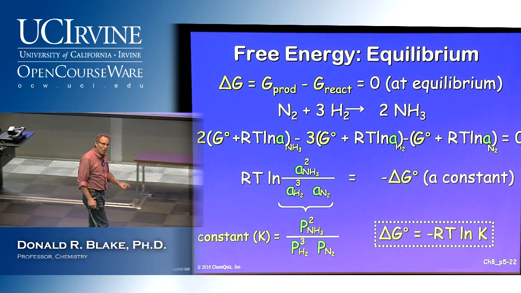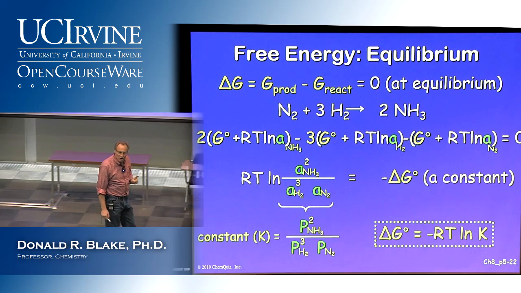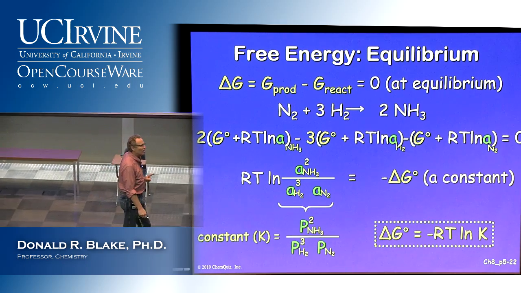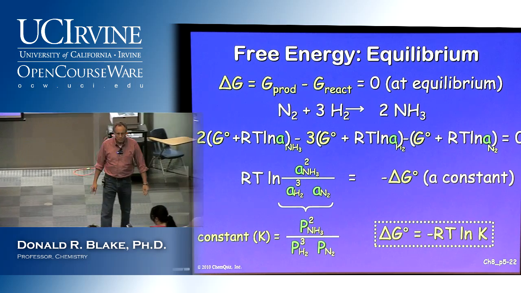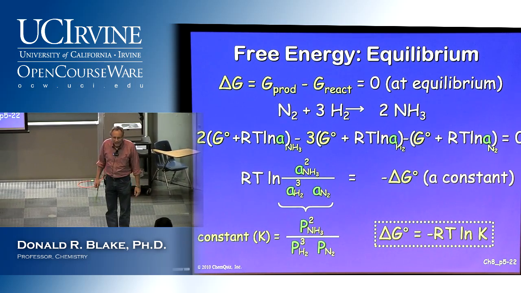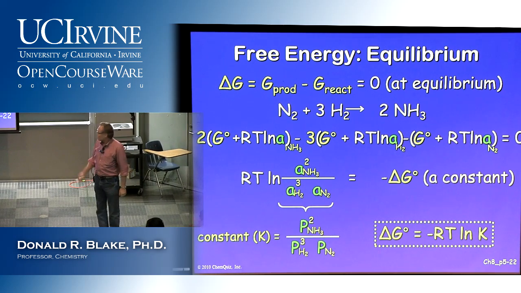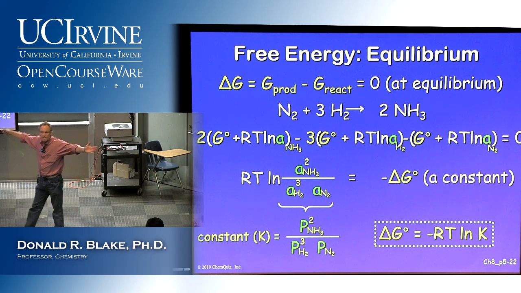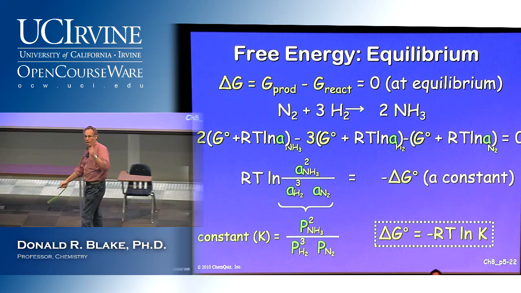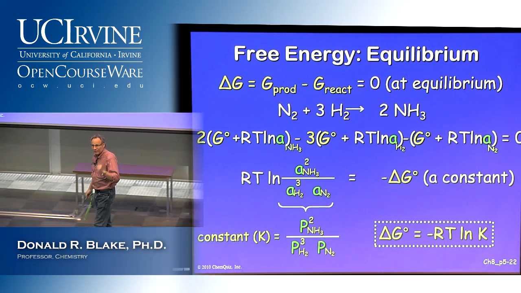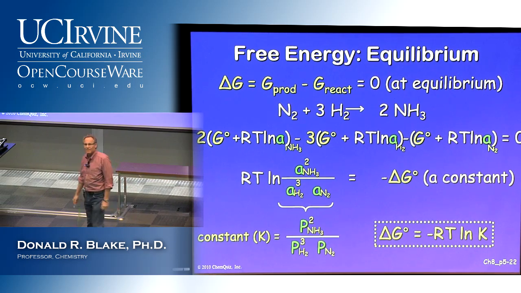Okay? Now, punch in 0.9. Log of 0.9. What is it? Negative point something. So a negative times a negative gives me what? So if K is less than 1, then delta G is positive.